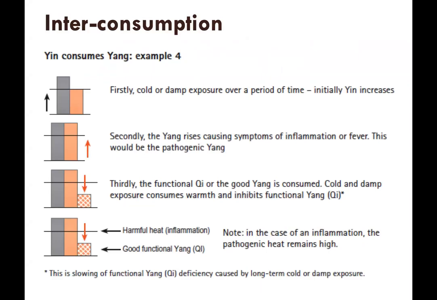So let's go to example 4, in which the yin consumes the yang. Firstly, if you have cold or damp exposure over a period of time, the yin increases initially. And obviously, or automatically, the yang will go up. So the yang rises, and when the yang rises, this will cause symptoms of inflammation or fever. And this is now called the pathogenic yang.